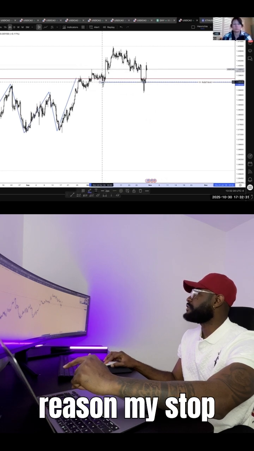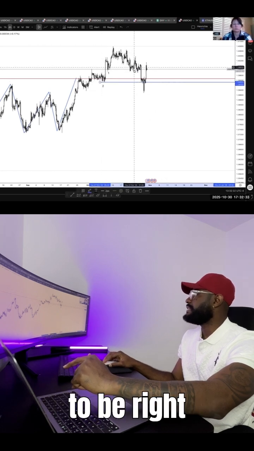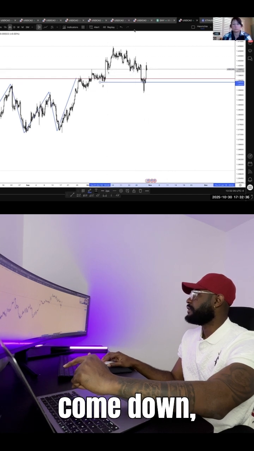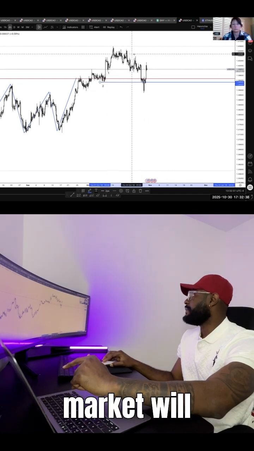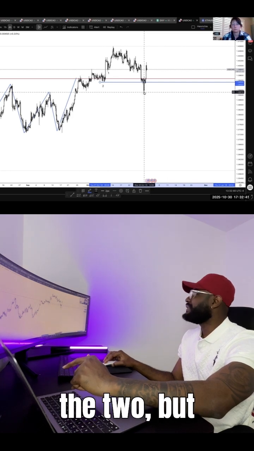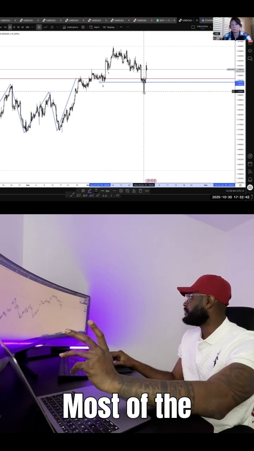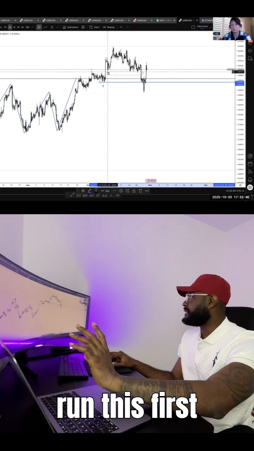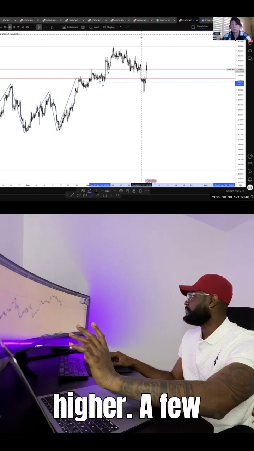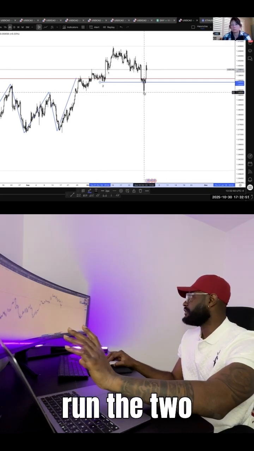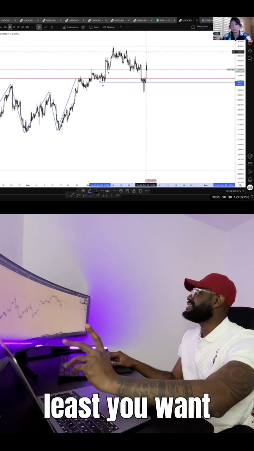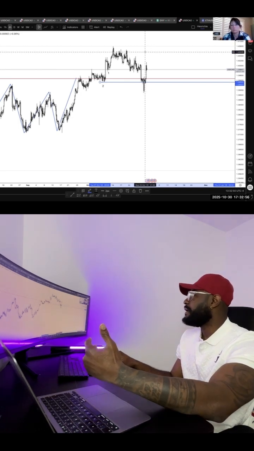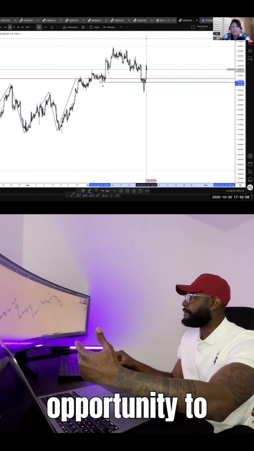And the reason my stop loss is going to be right here is price can easily come down, take this liquidity, and continue higher. Sometimes the market will still come down and run the two, but that is on few occasions. Most of the time, it will run this first one, reverse, and continue higher. A few times, it will run the two and still continue higher. But at least you want something that will give you a better edge, give you more opportunity to get the best out of that trade.